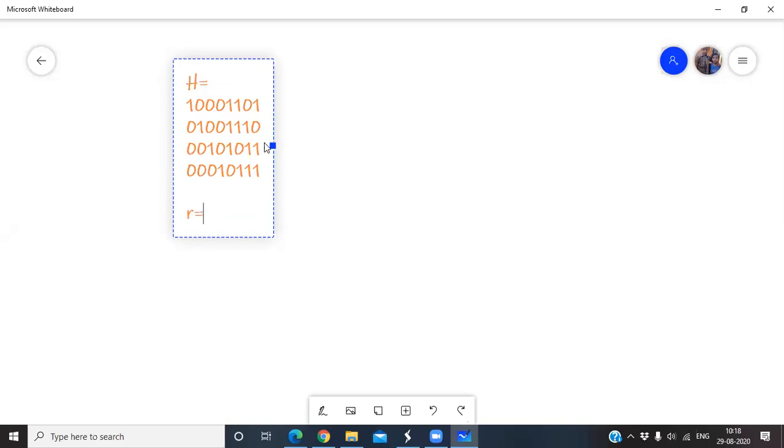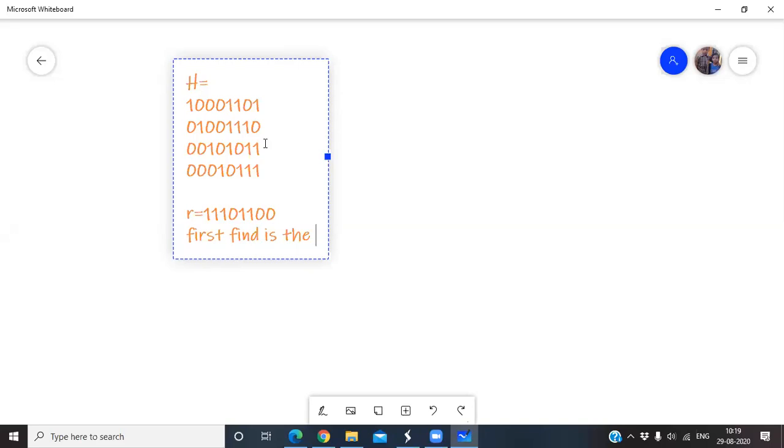And I want to give the received code vector as 1 1 1 0 1 1 0 0. This is the received code vector. So first find out whether the received code vector is correct or not.